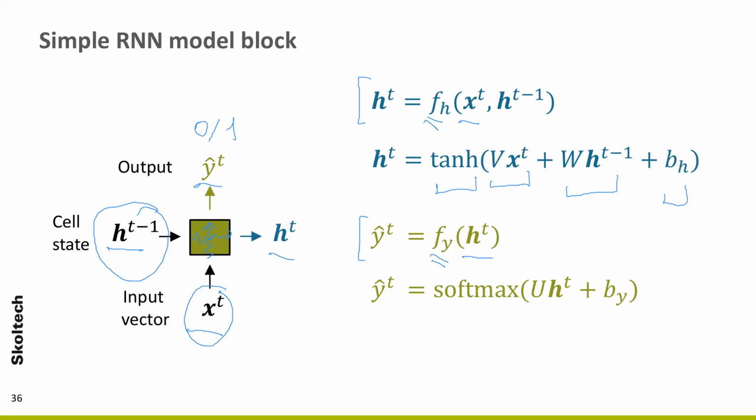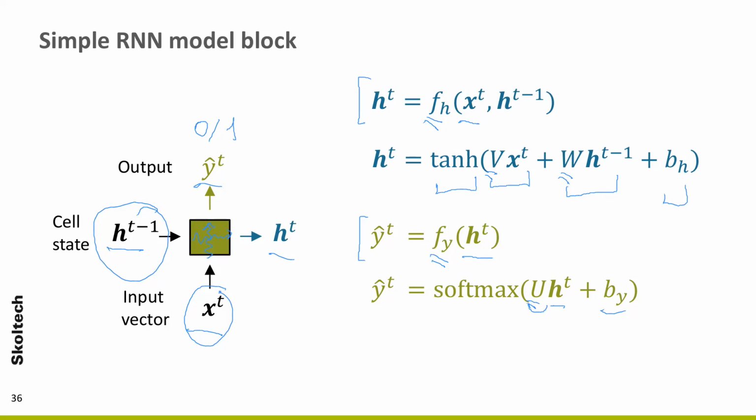And for y_t, we can use, for example, the softmax function, again a linear function of h plus some bias. As you can see, we have these parameters here, and we can produce in a quite simple way the output of our neural network, the new hidden state and the new output if we need it.